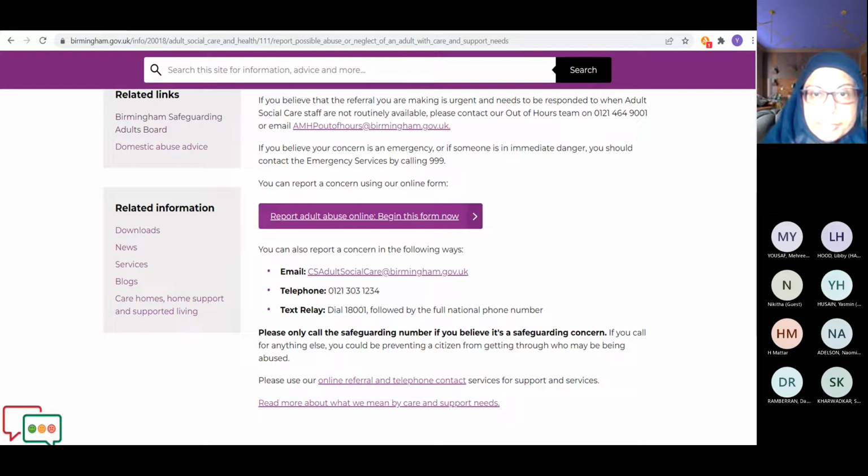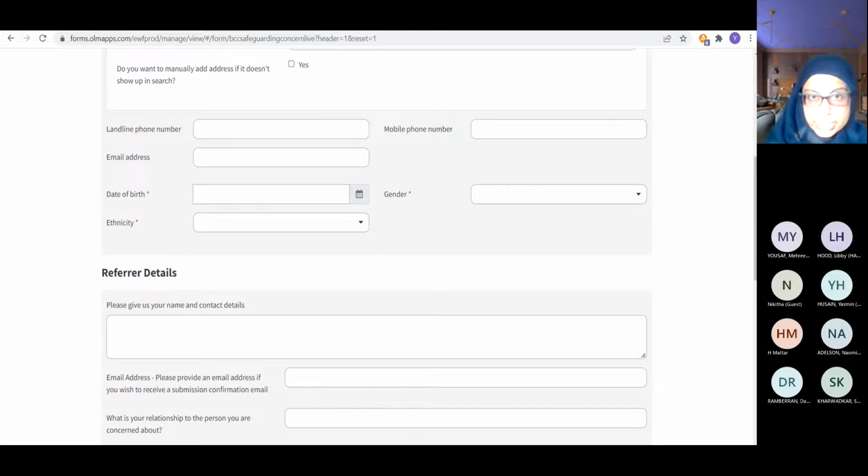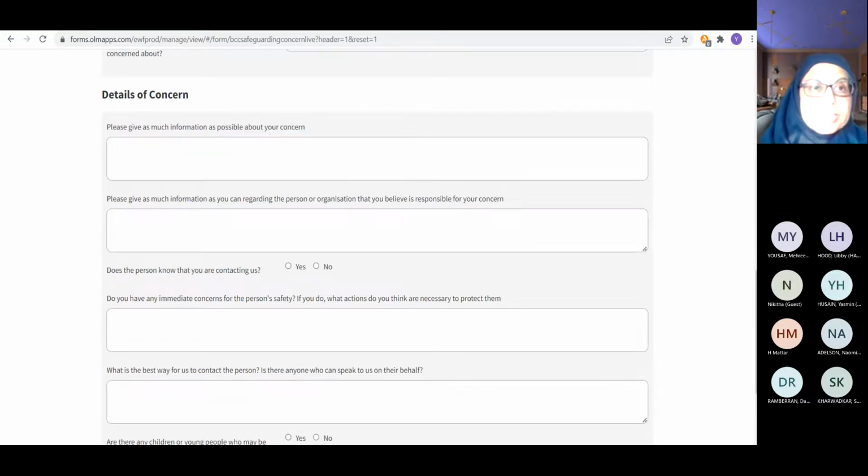So you click on there, begin this form. So obviously you're going to start with giving the details of the person that you're concerned about, and then you'll give your details. And then it says details of the concern. Please give as much information to the who, what, where, when, why, and how. And then give information about the perpetrator. And remember, it could be organisational abuse. It could be a care home that you're accusing of abusing the patient. So you put all those details there.